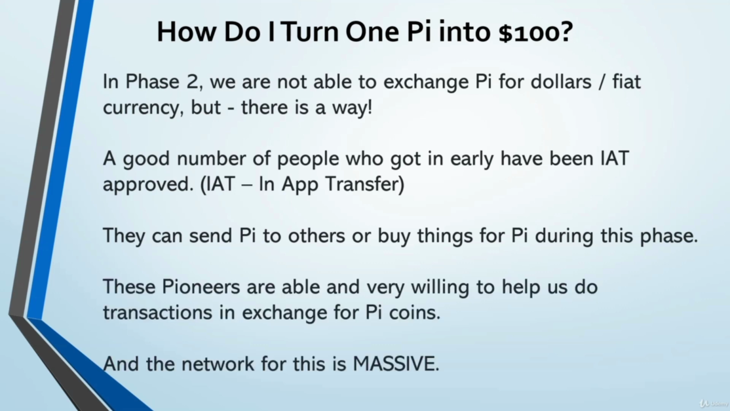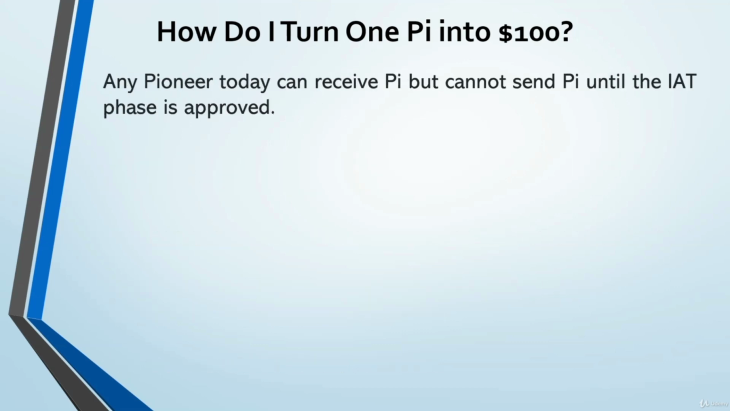Now, these pioneers are able, and they're also very willing to help us do transactions in exchange for Pi coins. I'll explain why they're very willing in a second. And by the way, the network for this is massive. There's a huge network of people who are willing to exchange Pi for $100. Now, any pioneer today can receive Pi, but they can't send Pi until the IAT phase is approved.